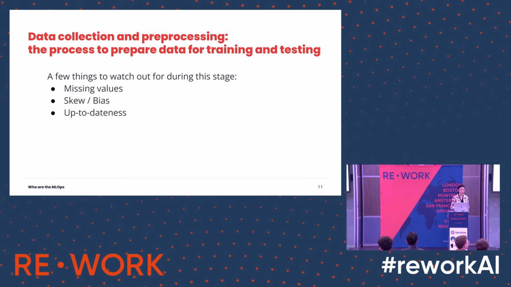So the first step really is data collection and pre-processing. In that stage, we want to check if there are missing values, skew or biases to the data, and also if the data is up to date. Inside Yelp, for instance, we have validators and various pipelines to check if the data is older than the newest model we have. So we make sure that they are in the right place.